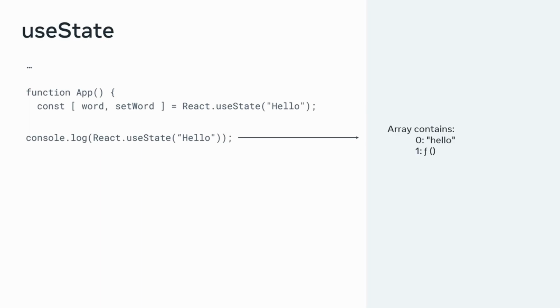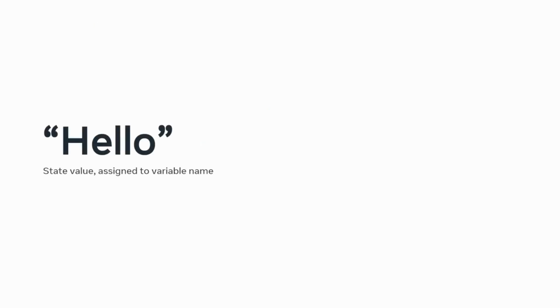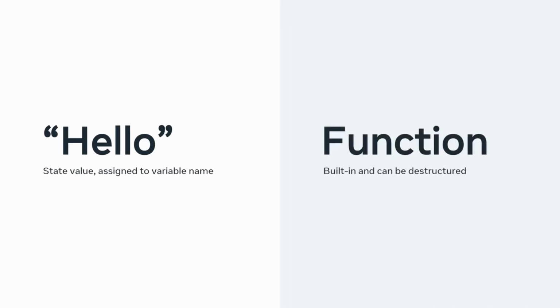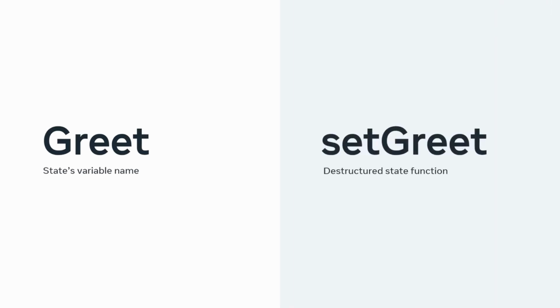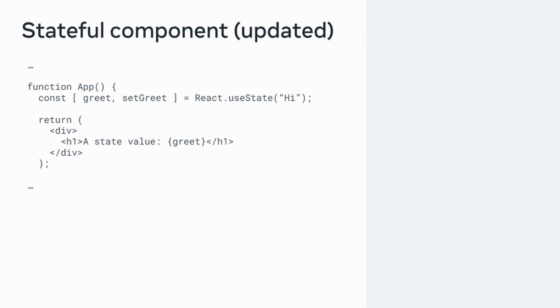The output reveals an array holding two things, the string hello and a function. In this case, hello is the state value assigned to the word state variable. The function is a built-in one that is not declared. The function can be destructured with any name you'd like, but there is a convention to follow. If you set the state's variable name to be greet, then the destructured state function should be setGreet. This is because the second destructured variable is a function that will be used to update the state of the variable. So, let's examine an updated version of the stateful function component.